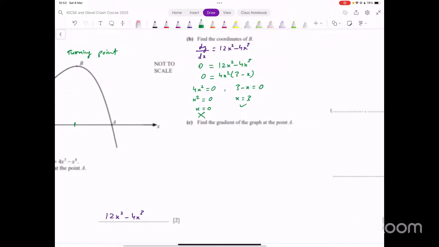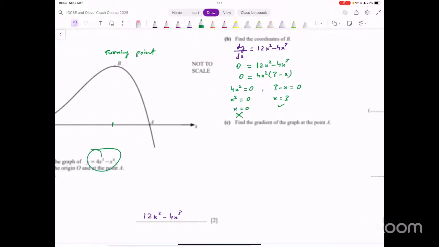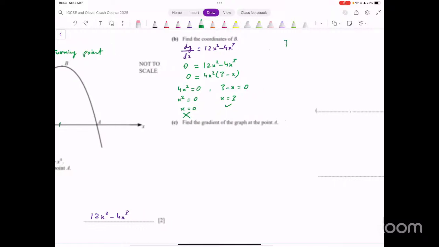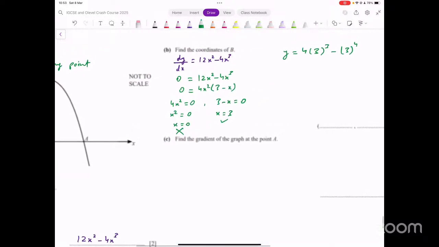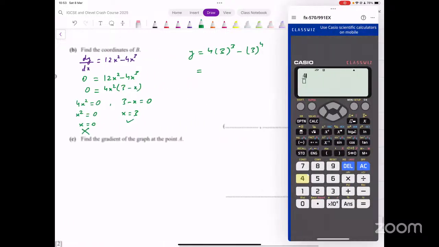Put that value of x back in the function and you'll get the corresponding y coordinate. Y equals 4 x cubed minus x raised to the power 4. So you can say it's 4 times 3 cubed minus 3 raised to the power 4. And that should give you the result. You can see what this is.